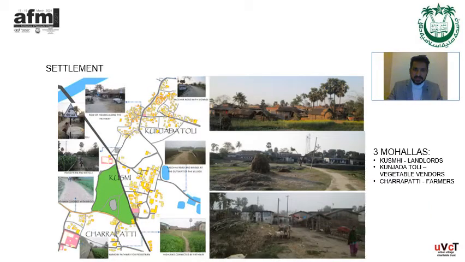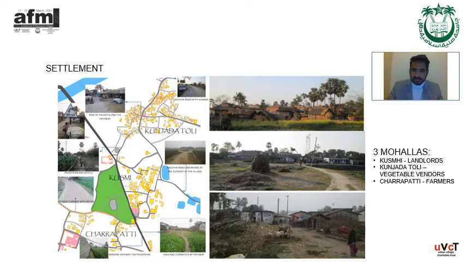This village is divided into three different neighborhoods called mohallas, and they are Kunjratoli, Kusmi and Charapati. Kusmi lies in the center and is populated by the landlords. Kunjratoli is on the north side, which is populated by vegetable vendors, workers and laborers. Charapati is on the south side and is populated by the farmers.